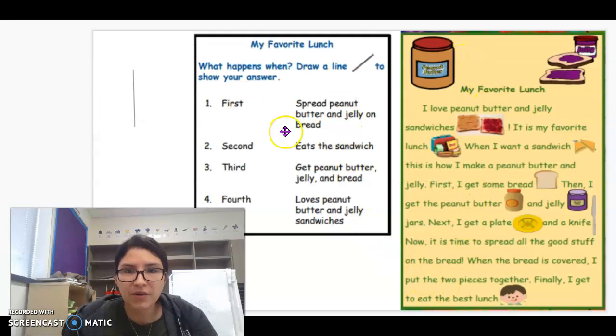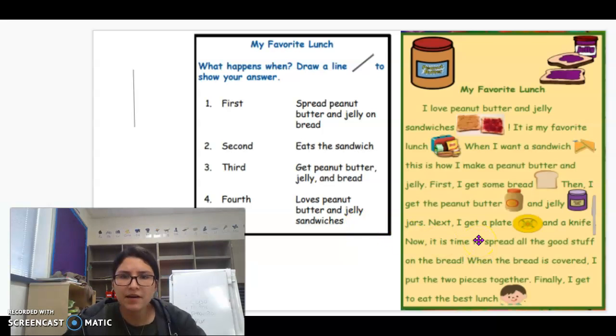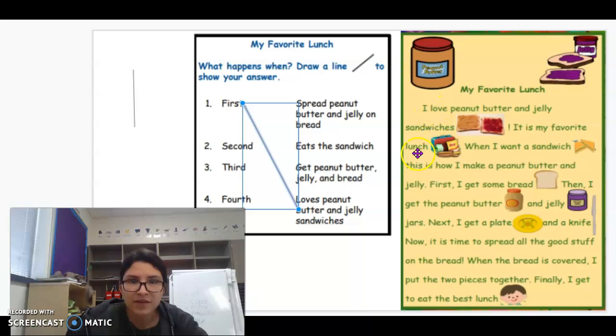So let's try these little options that we can choose from. Spread peanut butter and jelly on bread. Eat the sandwich. Get peanut butter, jelly, and bread. Loves peanut butter and jelly sandwiches. What was the first thing that we read? I love peanut butter and jelly sandwiches. That was the first thing. So right here, loves peanut butter and jelly. So that was the first thing. Okay?